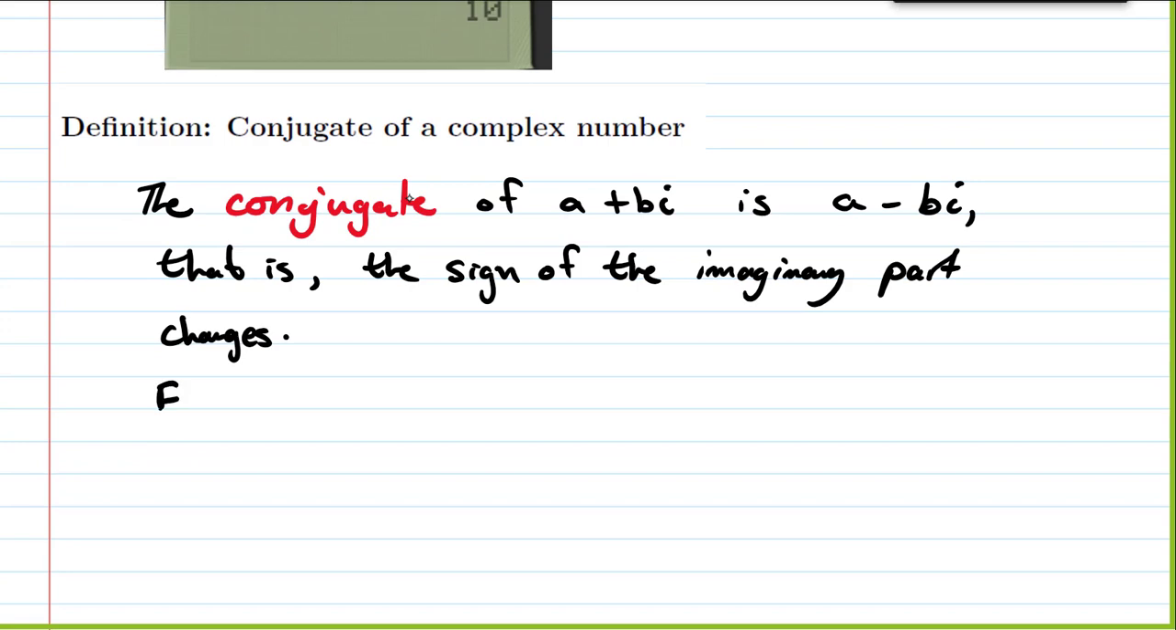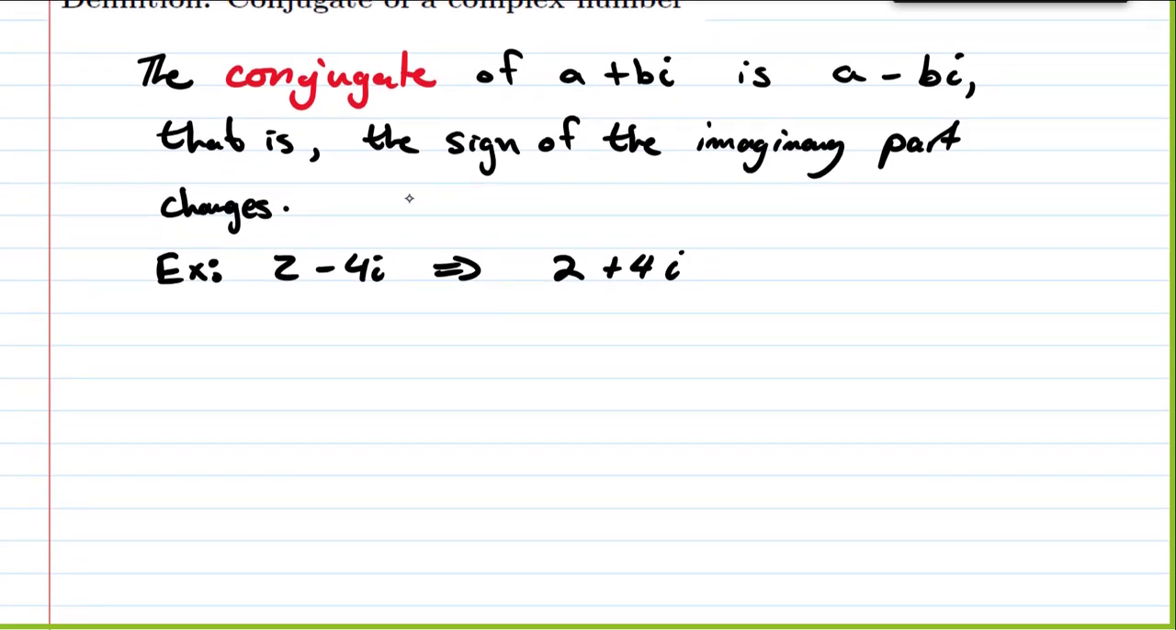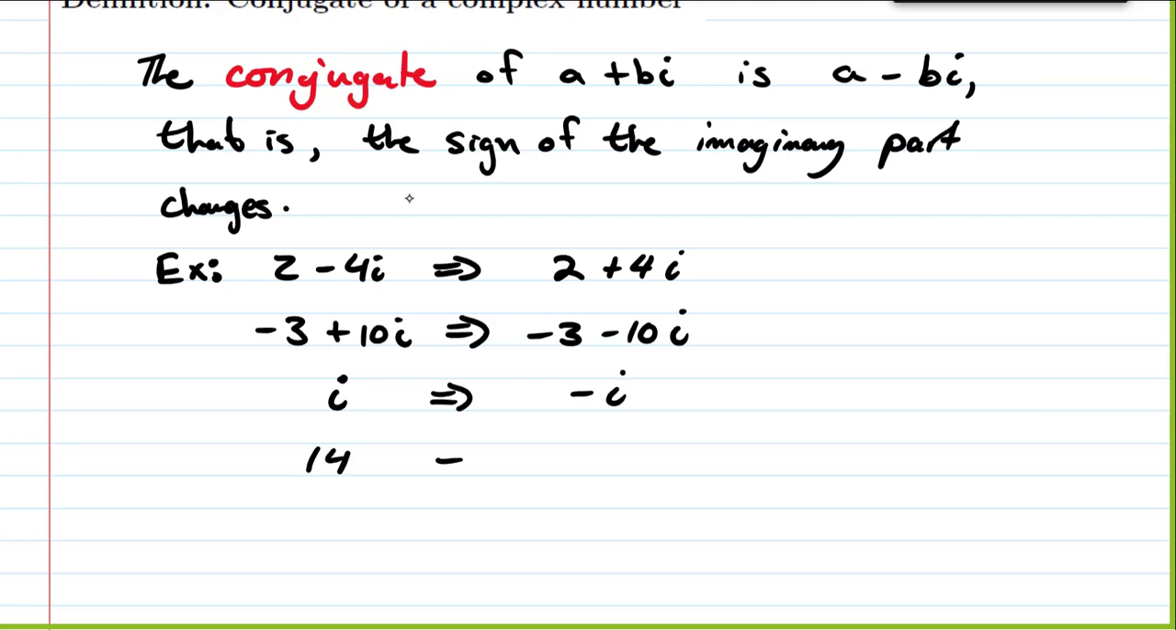So a couple of examples. If I had 2 minus 4i, its conjugate would be 2 plus 4i. If I had negative 3 plus 10i, its conjugate would be negative 3 minus 10i. And if I had just the number i, its conjugate would be negative i. And if I had 14, its conjugate would be 14.